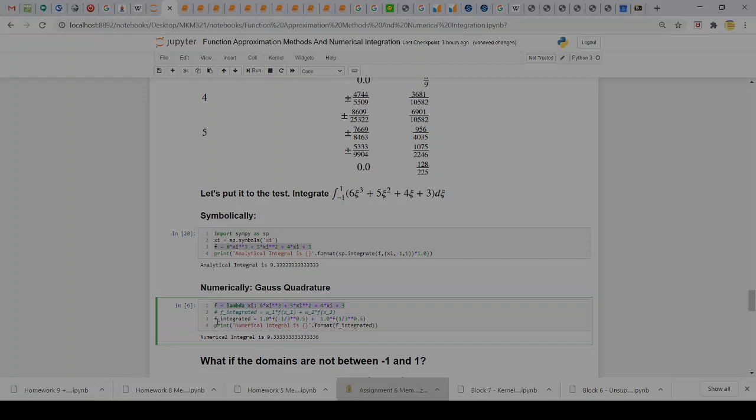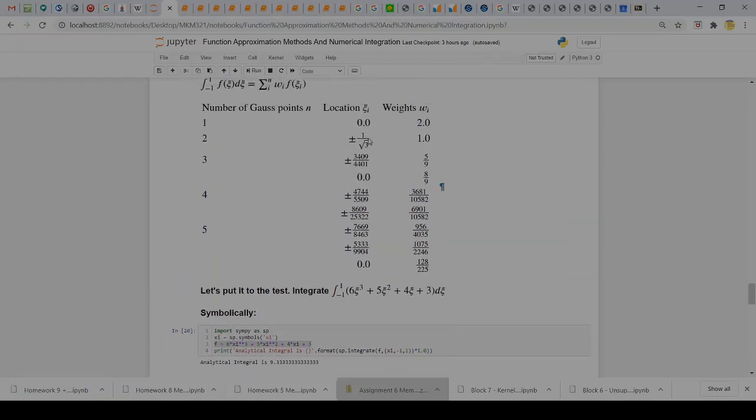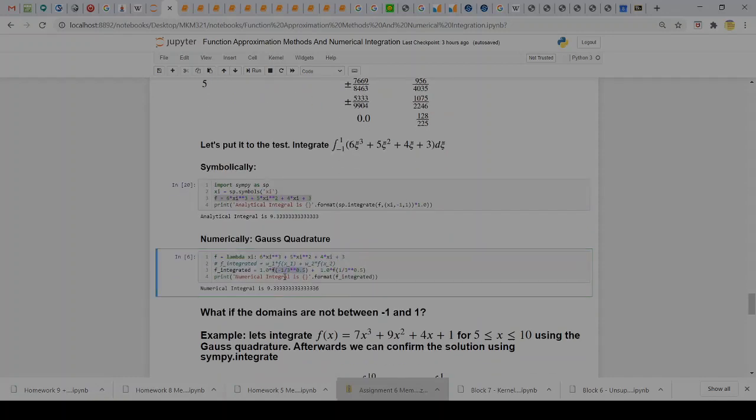And then I can say, to integrate this, we essentially have to evaluate it at minus. So the location is -1 over square root of 3, the weight is 1, and then +1 over square root of 3, the weight is 1. So that's what I've got here. If I take these 2 values and add them together, I can show you that the integral is now exact. Can you see that?